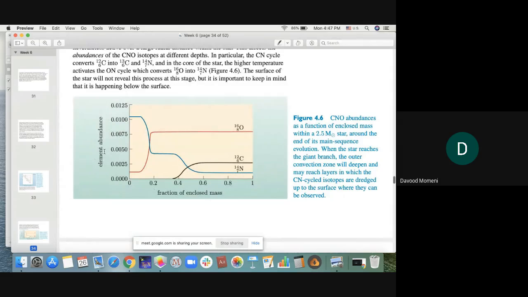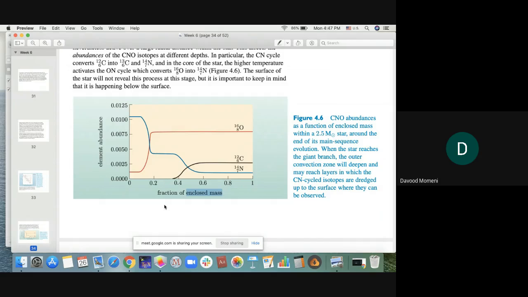This diagram gives you the element abundance versus the fraction of enclosed mass. Enclosed mass means the mass of the elements which compose the star. You remember we defined the fractions in the previous lectures. So if you consider the fraction of elements, I mean the ratio between the elements, like that. And this is the element abundance.